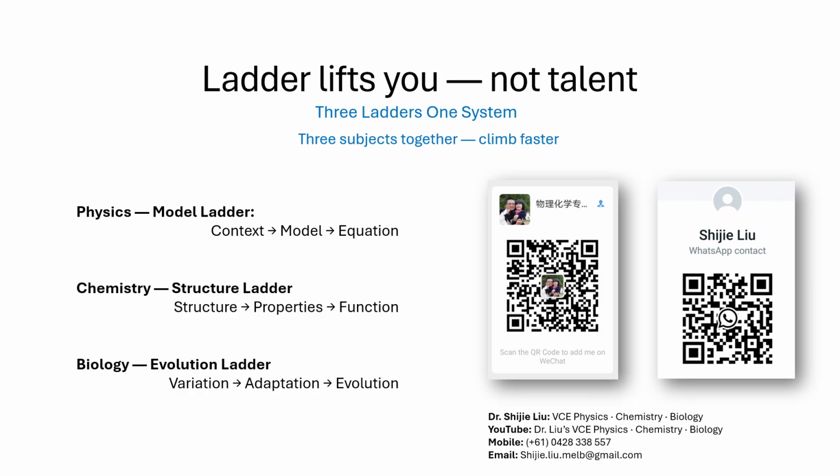As we conclude today's lesson, remember that genuine progress arises from the strength of your thinking, from the clarity of the ladder of thinking you build, not from talent alone. The three-ladder system aligns physics, chemistry and biology into a coherent intellectual pathway, allowing each subject to reinforce the others and accelerating your understanding across the sciences.